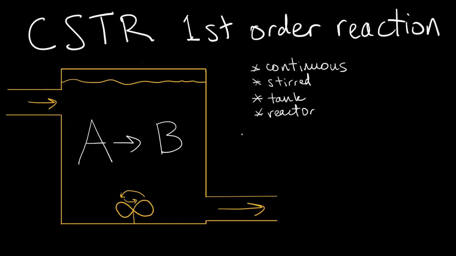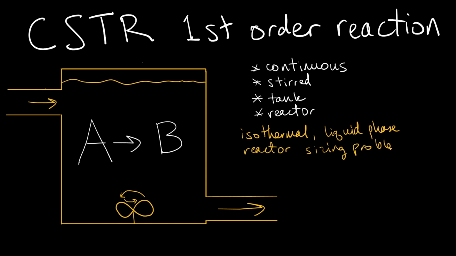In this problem, we're going to assume an isothermal reaction, so a constant temperature for our species here. We're also going to assume this is a liquid phase reaction, and that will imply that this is going to be a constant volume reaction as well, because liquid phase reactions typically don't change volume too much during the course of the reaction. And this problem is a reactor sizing problem, which basically means how big should this reactor be?